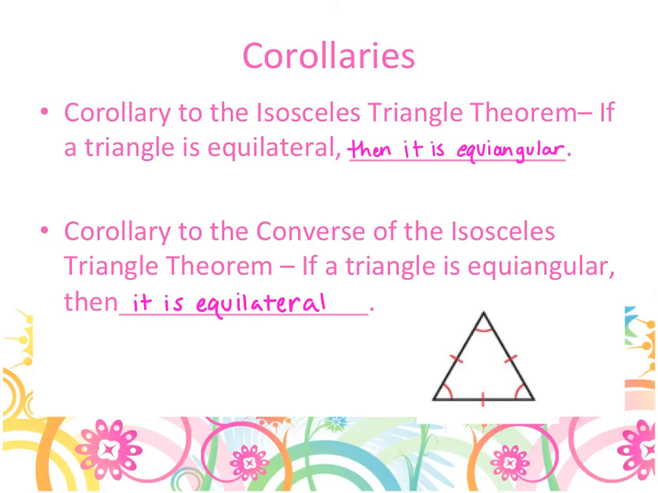Okay, a corollary to the isosceles triangle theorem states if a triangle is equilateral, then it is equiangular. The corollary to the converse of the isosceles triangle theorem states if a triangle is equiangular, then it is equilateral.